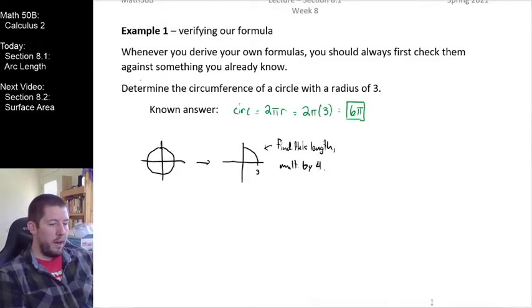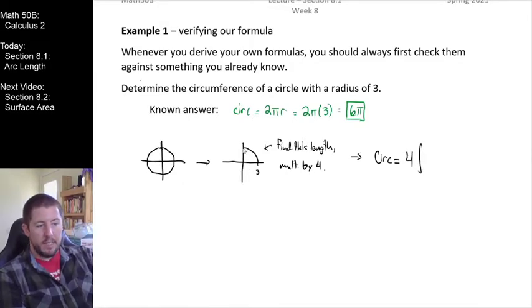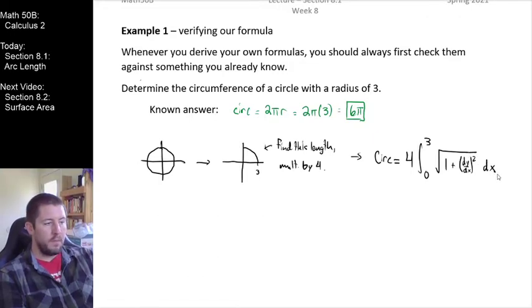So what are we doing right here? Well, it seems to me like if I'm going to set up an arc length statement right here, what I'm going to need to do is come up with the equation of this circle right here, right? So it seems to me like we're going to be getting our circumference is equal to 4 times the integral. It looks like x is going to go from 0 to 3 of the square root of 1 plus dy dx squared dx, right?